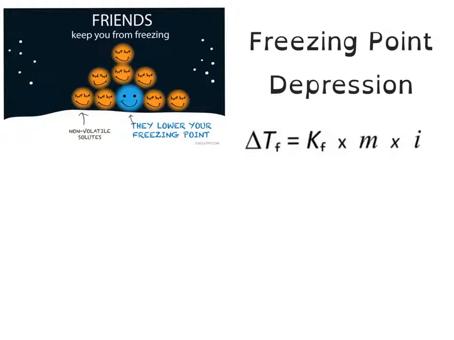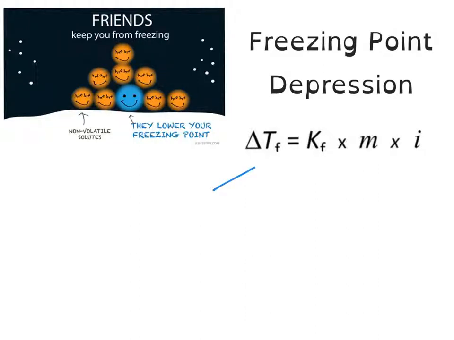The next colligative property is freezing point depression. And in this graphic, you see that friends keep you from freezing. So we have these solutes that are going to insulate this particle, and they lower the freezing point, which means it has to be a lower temperature in order for the freezing to occur. The equation for freezing point depression is delta T equals K sub F, which is a constant, times molality times your van't Hoff factor.